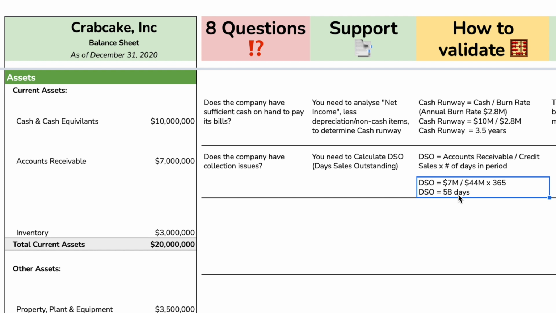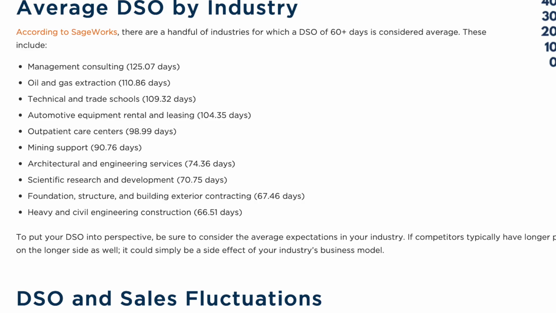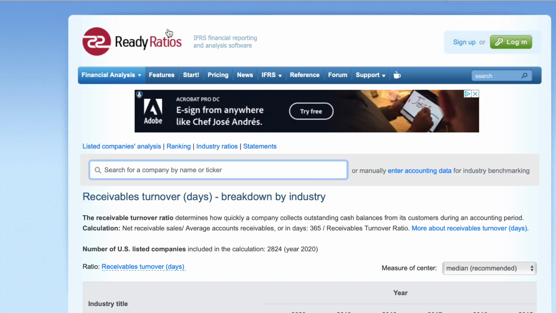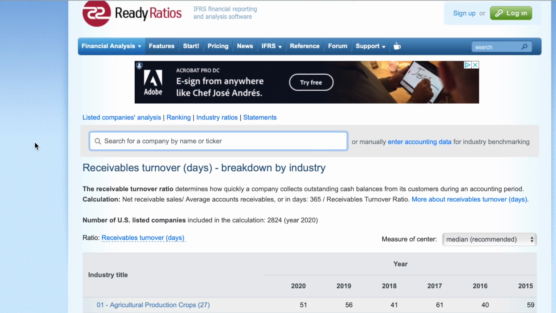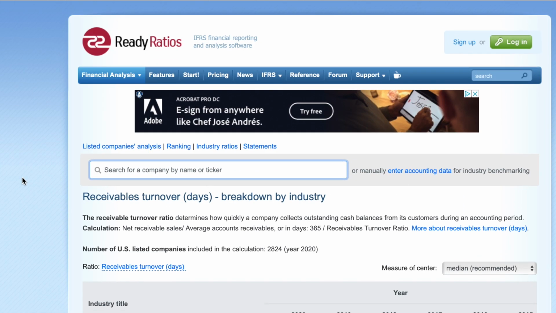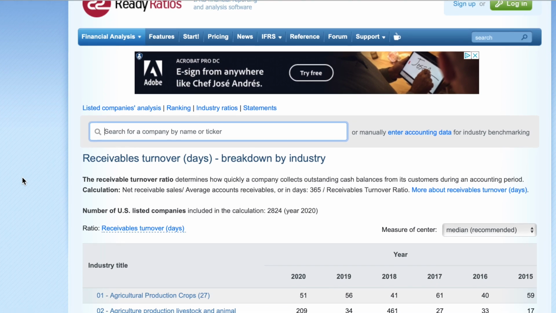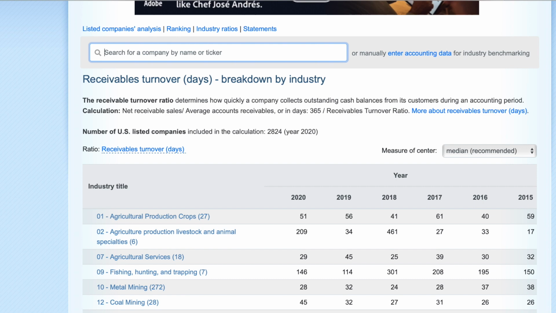And what you do with that is you compare it to the industry average. So you've got to look at the industry average, and in this case, you can head over to a website like Ready Ratios, and this website shows you the benchmark by industry, and you can find this website easily by googling DSO, or days sales outstanding by industry, and in here you'll find all of the different industries and by year broken down by days sales outstanding averages. You can even filter here on median or average, but we'll leave it on median because that's recommended.